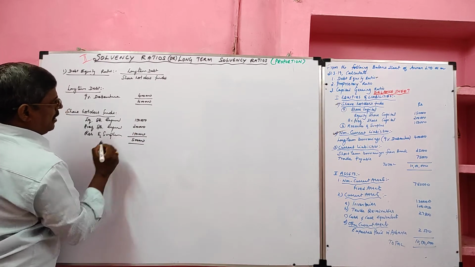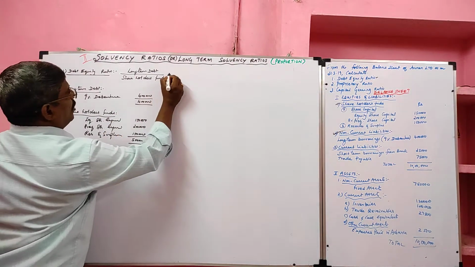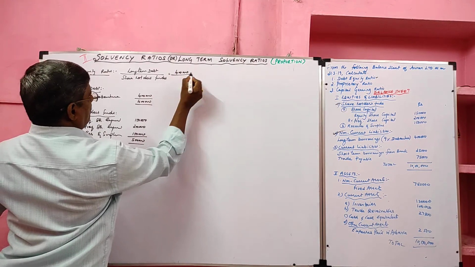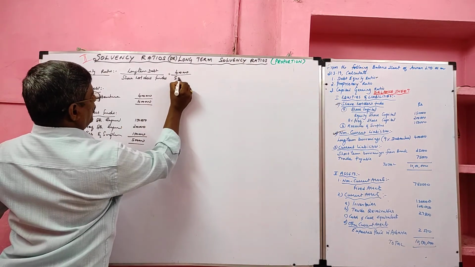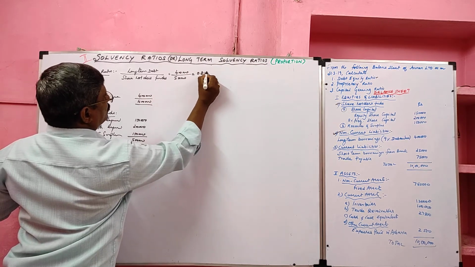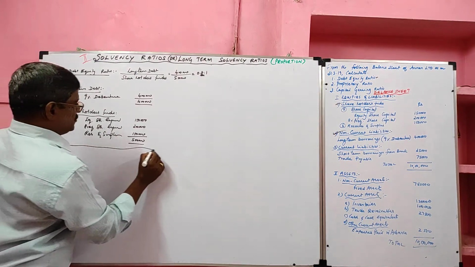Okay. Now we are going to calculate debt equity ratio. What is the formula? Long-term debt value 4 lakh. Shareholder fund value 5 lakh. So divide, we'll get 0.8:1. It should be expressed in form of proportion. So ratio number 1 is over.